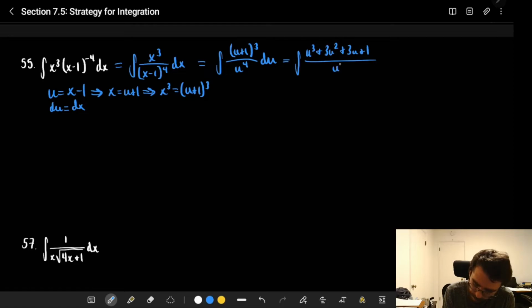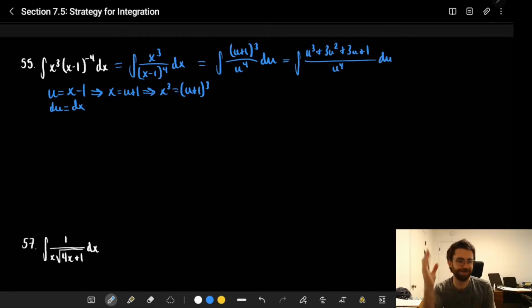And then you kind of just crush it by splitting it into 4 integrals. I'm not going to bother. You can do that. That should be fine. Yeah, that should be fine. So, good enough.